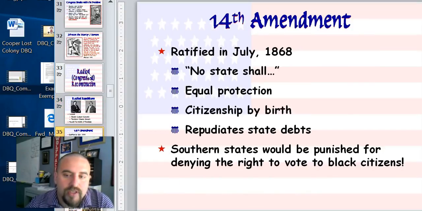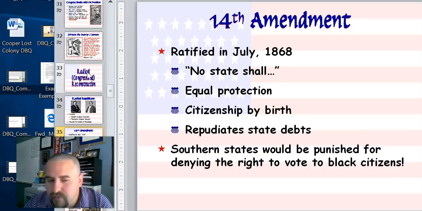But they push a few amendments, the 14th Amendment, which is going to guarantee citizenship by birth, not by race. So if you're born in America, you are an American citizen and equally protected. The states can't pass laws that will endanger your rights. One of those rights is if you have citizenship, and at this time you are of the age of majority and you're male, you should be able to vote.